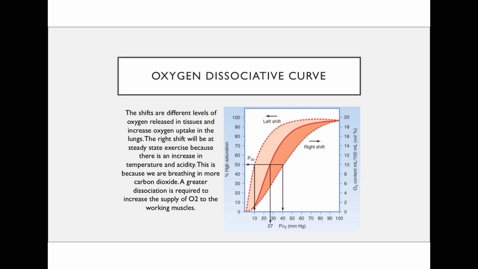The shifts are different levels of oxygen released in tissues and increase oxygen uptake in the lungs. The right shift will be at steady state exercise because there is an increase in temperature and acidity. This is because we are breathing in more carbon dioxide. A greater dissociation is required to increase the supply of O2 to the working muscles.